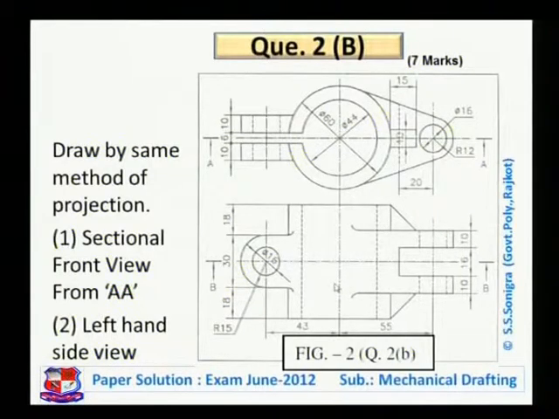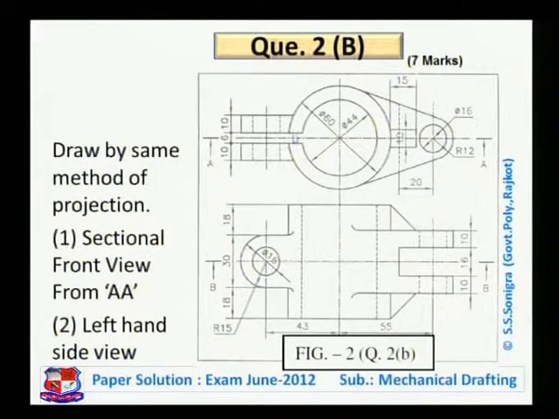Hence the projection method which is used over here is the third angle projection method. It is not the first angle projection method, because the front view is drawn below its top view. This is the top view, this is the front view, and we have to draw the left hand side view. So of course in the third angle projection method, the left hand side view is drawn to the left side of its front view. So this is the front view, and to the left side over here the side view would be drawn.